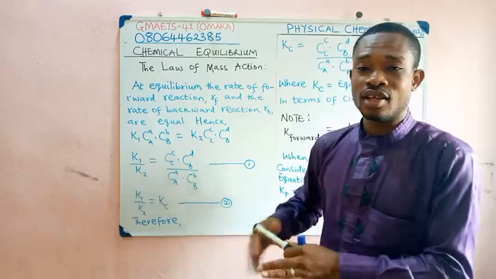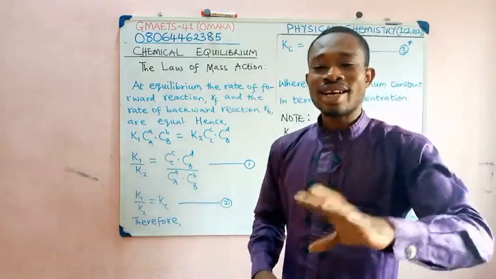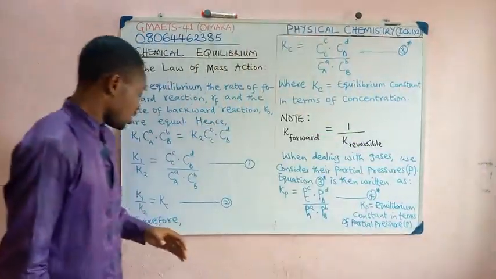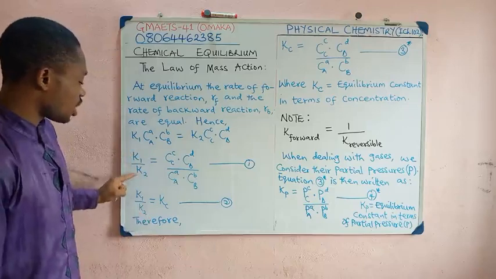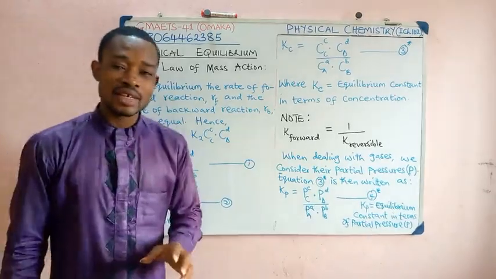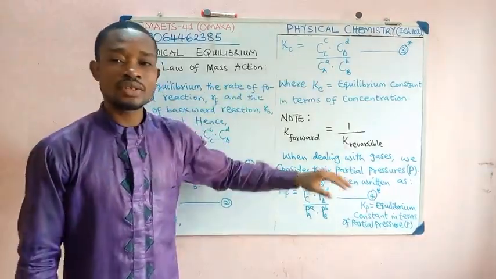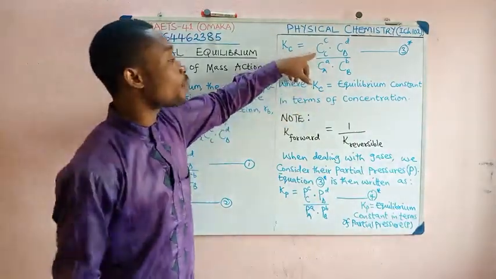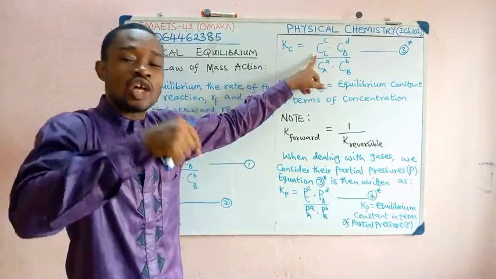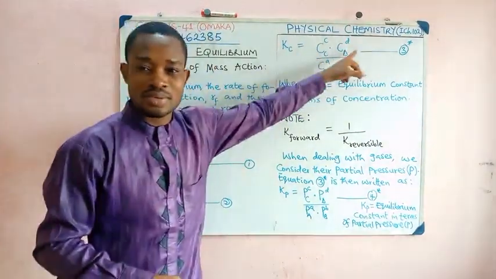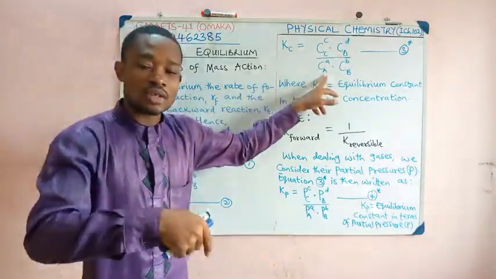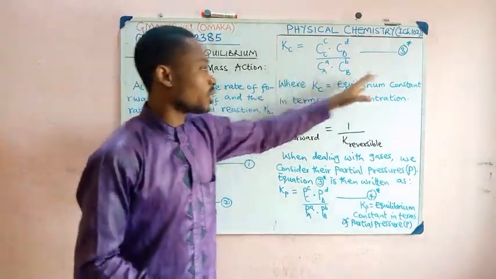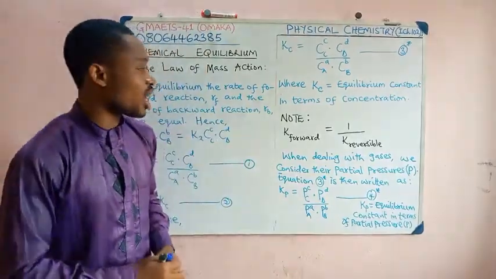We are interested in obtaining a very important constant when dealing with equilibrium. Now, having said that, we can substitute for K1 over K2, replacing it with what? K subscript C. And that will give us this equation: the equilibrium constant in terms of concentration is equal to the product of the concentration of the products divided by the product of the concentration of the reactants. This equation is very important, equation 3 star. Take note of that, okay, for calculation purposes.